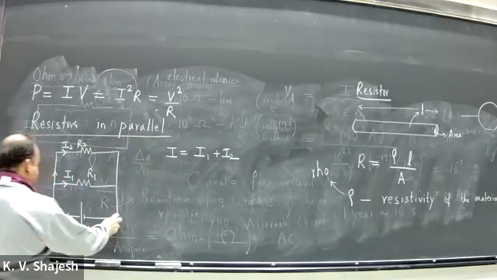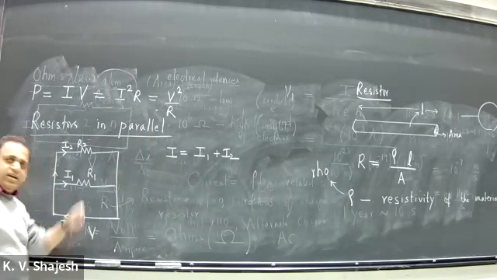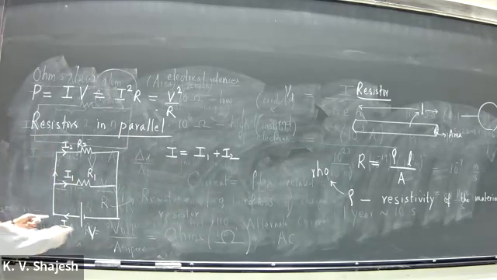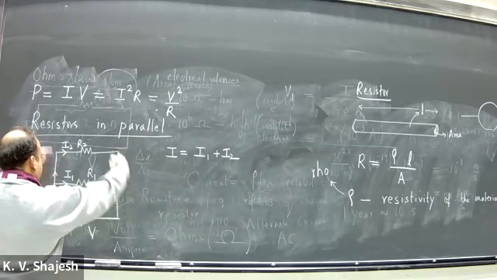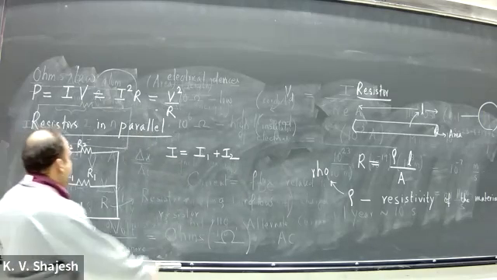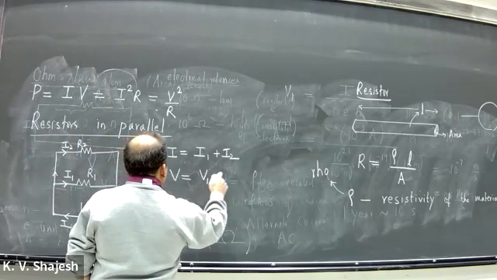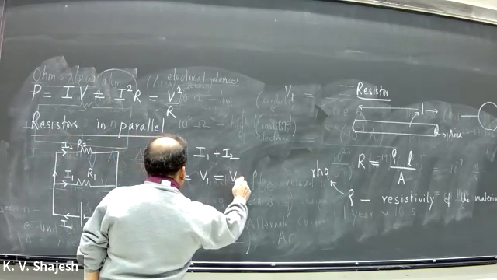Voltage is the same. The potential difference between these two points is the same as this point, because they are all connected to the same conductor. And the potential difference is exactly the same. So voltage V is exactly equal to V1 is exactly equal to V2.